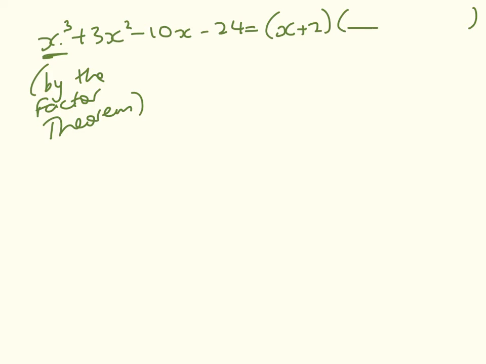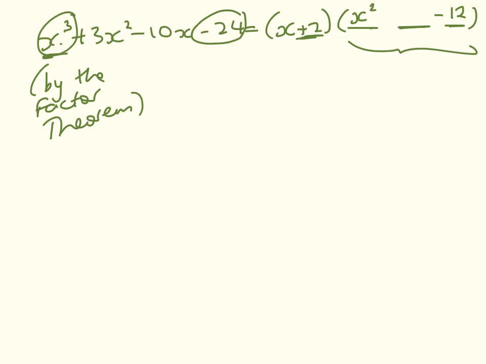So we're going to have a something, and a something. This whole thing is going to be a quadratic. And we're going to look first at this and this. So the first term will have to be an x squared, and the last term will have to be take away 12. Now let's fill in the gaps.